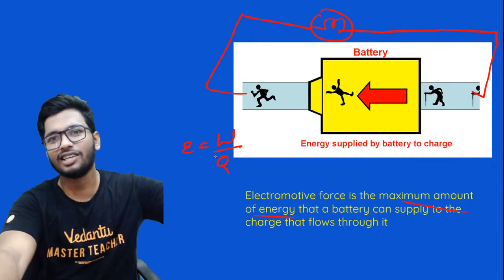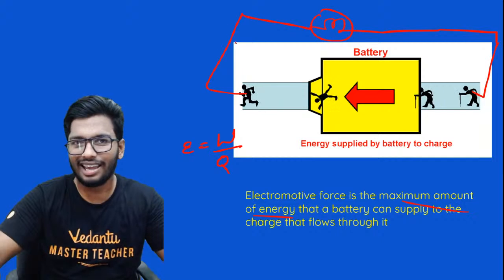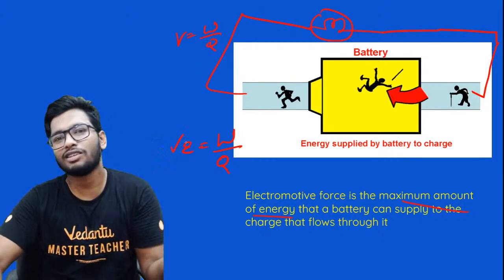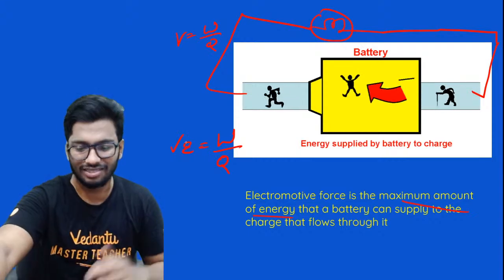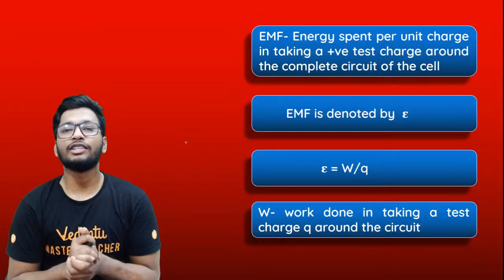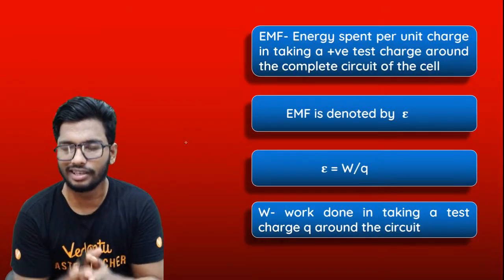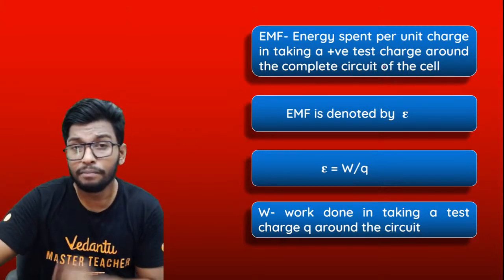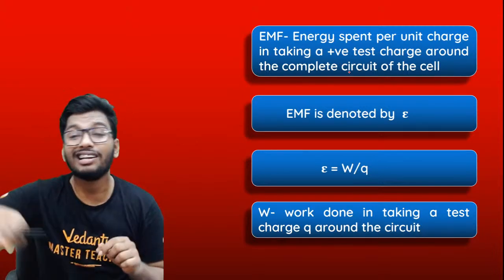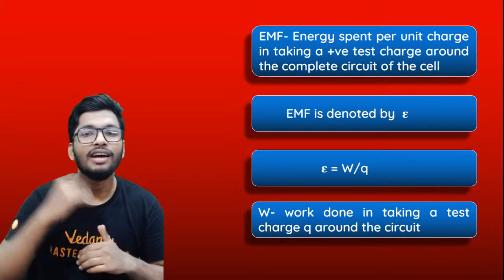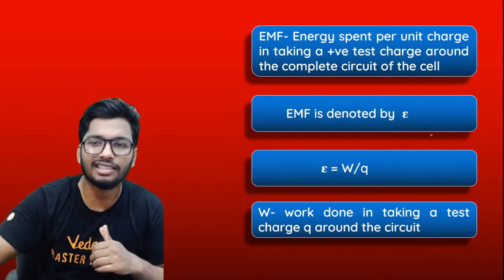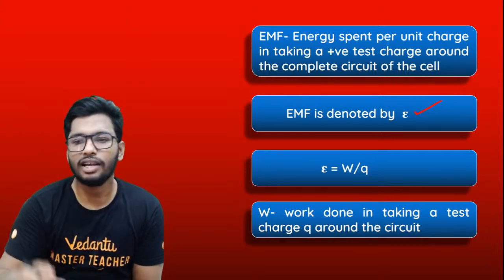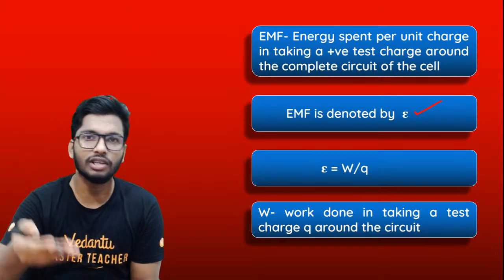Even the formula is exactly the same. If you talk about electric potential, we'll define it as V is equal to W by Q. That's the formula. For EMF, it is epsilon is equal to W by Q. That is the only difference. Anyways, so yes, guys, if you talk about the definition once again, EMF is what? Energy spent per unit charge to take a positive charge around the complete circuit. That is what I told you. That is what is called EMF, denoted by this Greek letter called epsilon. So the formula is epsilon is equal to W by Q, where W is nothing but the work done.